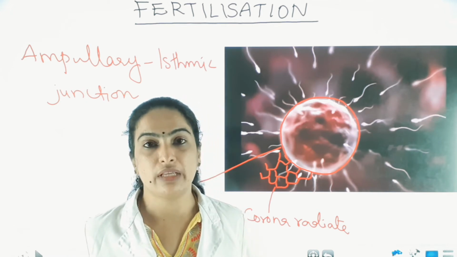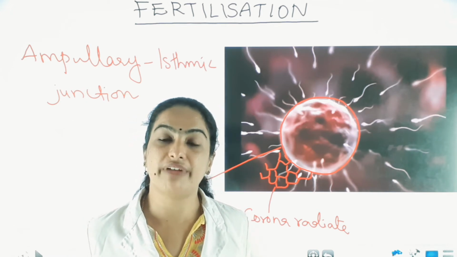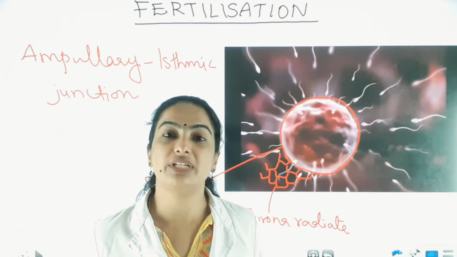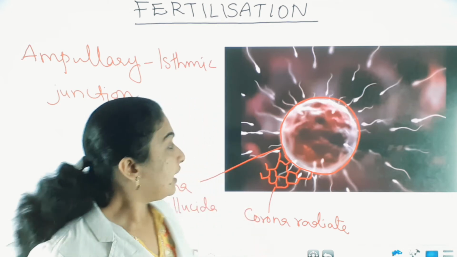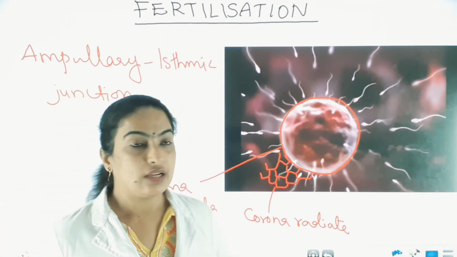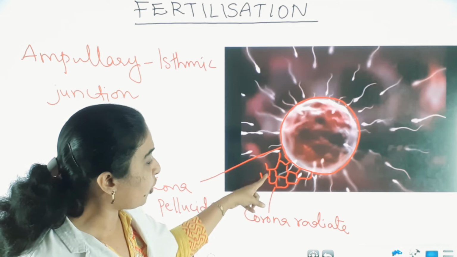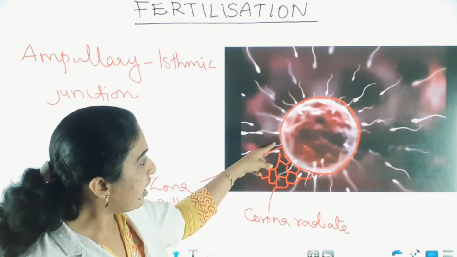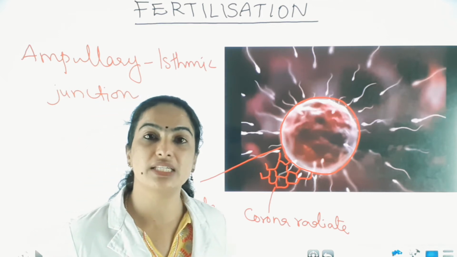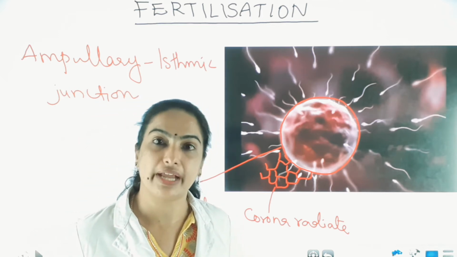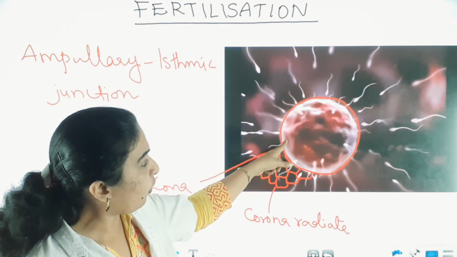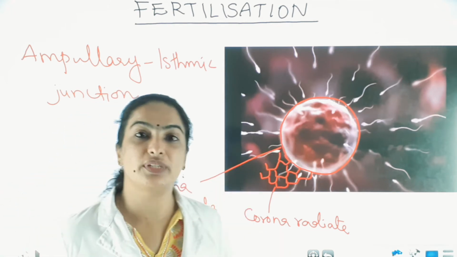First, with the help of the acrosome, as I told you, the head region consists of an acrosome. The acrosome contains a hydrolytic enzyme. With the help of this hydrolytic enzyme, the sperm can penetrate into the zona pellucida. So first the sperm crosses the corona radiata, then dissolves the layer of zona pellucida with the help of the hydrolytic enzyme in the acrosome. Then it gets into the plasma membrane of the ovum, then finally into the cytoplasm.